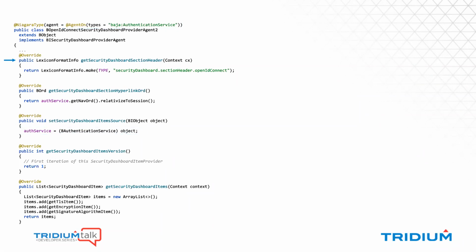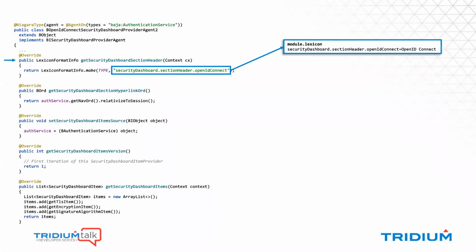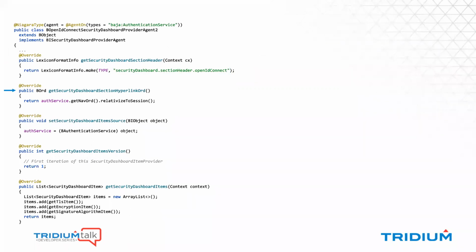In get security dashboard section header, I've created a new entry in my lexicon file. Unlike the old header, it doesn't need to reference any specific authentication scheme. It just says OpenID Connect. For the hyperlink ORD, I've decided to link back to the authentication service, but I could also have chosen to link to the authentication schemes folder that's inside the authentication service. But in either case, I'm not directly linking to an OpenID scheme anymore.